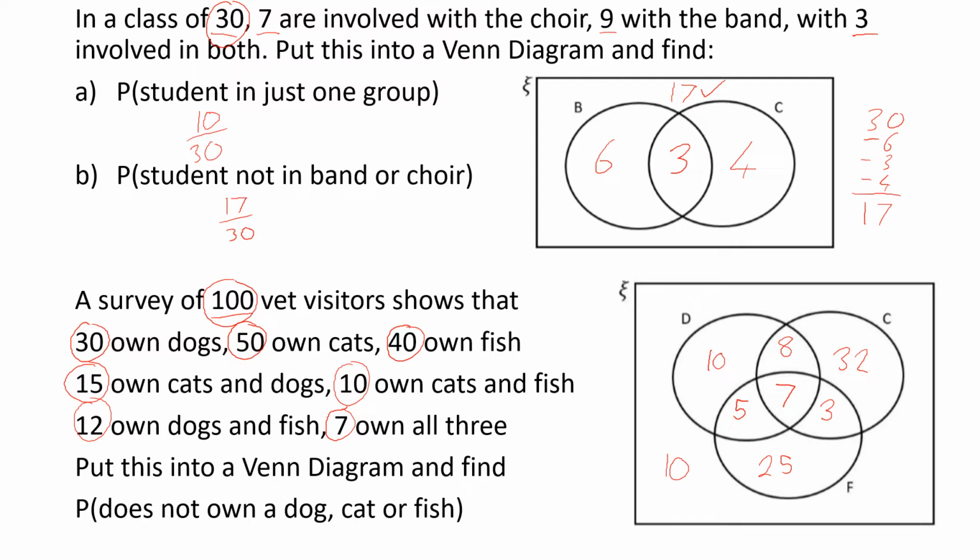Now, we do actually have a question here. It says to find the probability one does not own a dog, cat, or fish. And that's just a simple case of saying, well, there are 10 people which are outside all 3 of the circles out of 100 people who went to the vet.